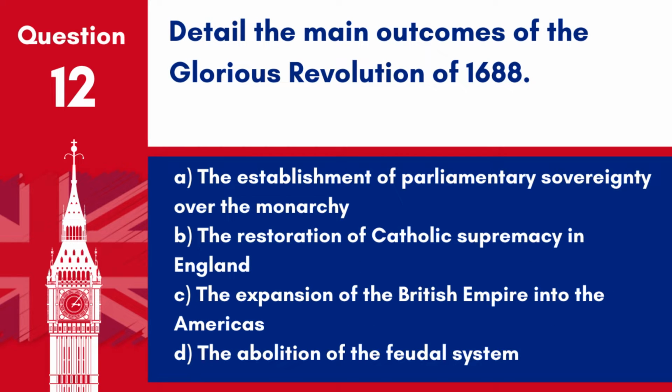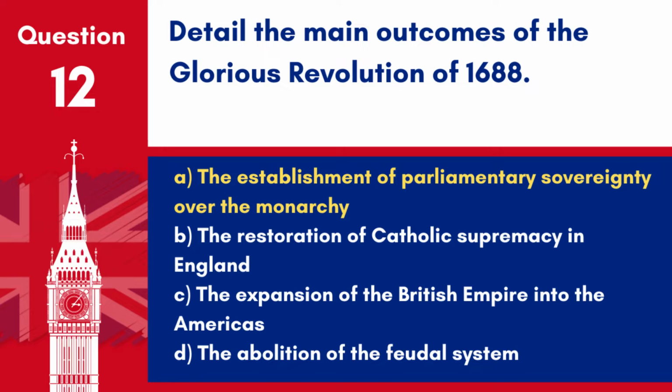Question 12. Detail the main outcomes of the Glorious Revolution of 1688. A. The establishment of parliamentary sovereignty over the monarchy. B. The restoration of Catholic supremacy in England. C. The expansion of the British Empire into the Americas. D. The abolition of the feudal system.